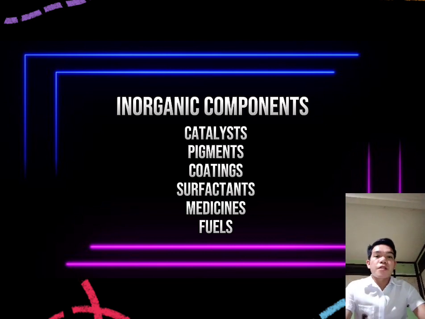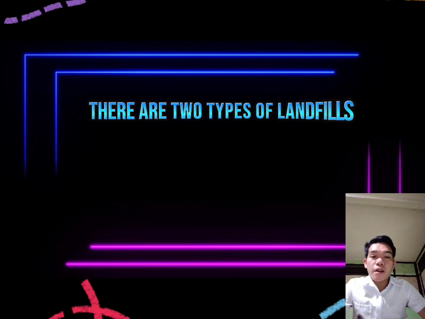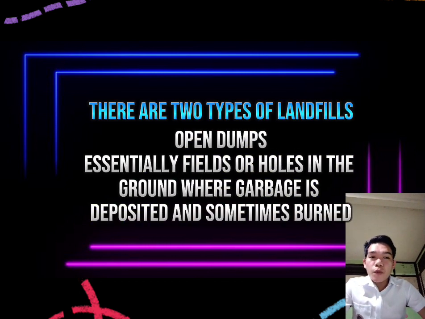Alright, so there are two types of landfills. Open dumps are essentially fields or holes in the ground where garbage is deposited and sometimes burned. It is like when we make a hole at our house.